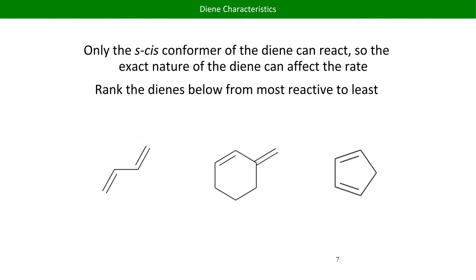So you can have conjugated dienes that actually won't go through a Diels Alder reaction. Which one of these will not go through a Diels Alder reaction? Which one can't get to the s-cis? Yeah, this six-membered one's locked into the s-trans position. There's no way it can rotate without breaking this ring structure. So this one is going to be the least reactive, to the point of non-reaction. Which one's going to be the most reactive?